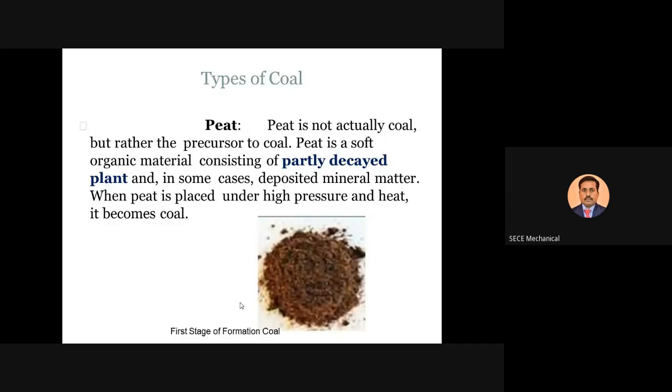It is not actually a coal, but rather the precursor of coal. Precursor to coal means it is a mixed one, partially decayed plant-based organic material, and in some cases deposited mineral matter. When peat is placed under high pressure and heat it becomes coal. So after a long duration, with the help of high pressure and heat, the partially decayed plant becomes coal. So this is the first stage of the formation of coal.